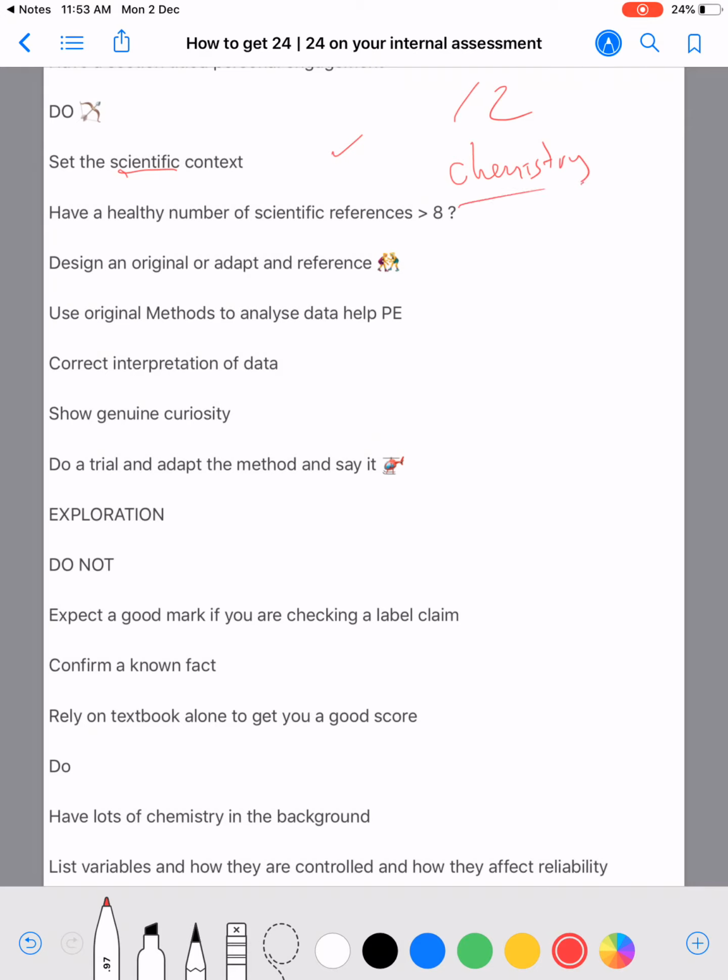Okay, so have a healthy number of scientific references. I struggled. I didn't want to put a number in there. I felt like somebody would want one, so I gave in. Around about 8. You'll see on the IA that I'll share with you shortly, the students probably got at least a dozen different scientific references.